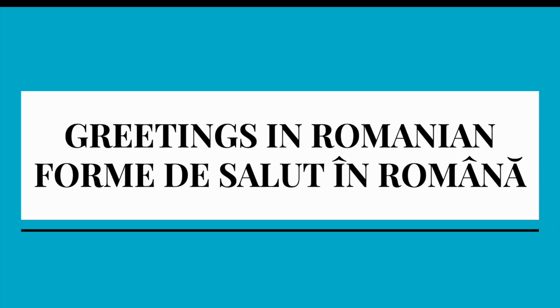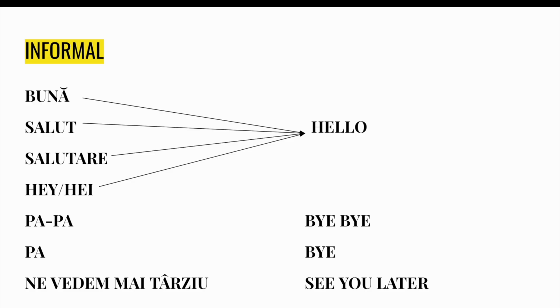And as I told you before, I think we should focus on the words themselves that are the ones in bold. Now let's learn how to greet people in Romanian. Formele de salut în limba română. Let's start with the informal one. Bună, salut, salutare, hei, pa, ne vedem mai târziu.